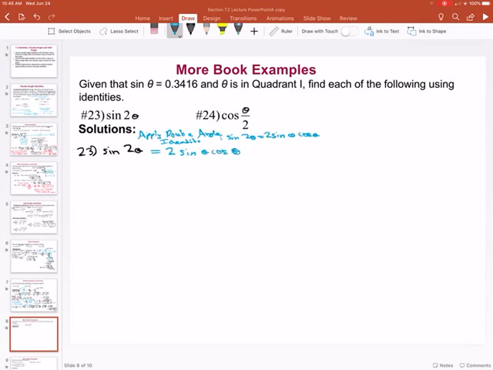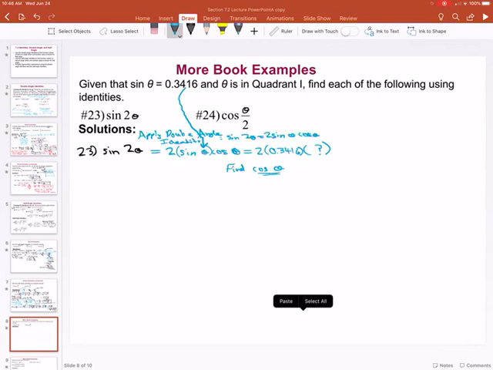Now, we're already given sine theta. Sine theta holds a value of 0.3416. So this is equal to 2 times 0.3416 times, now we don't know the cosine of theta. So that's what our work is. We've got to find the cosine of theta. So let's go ahead and get that.